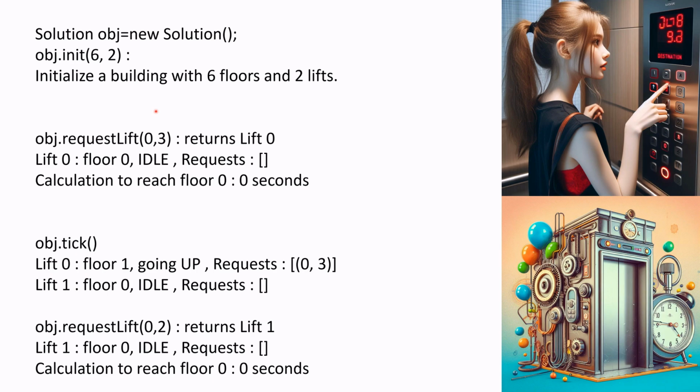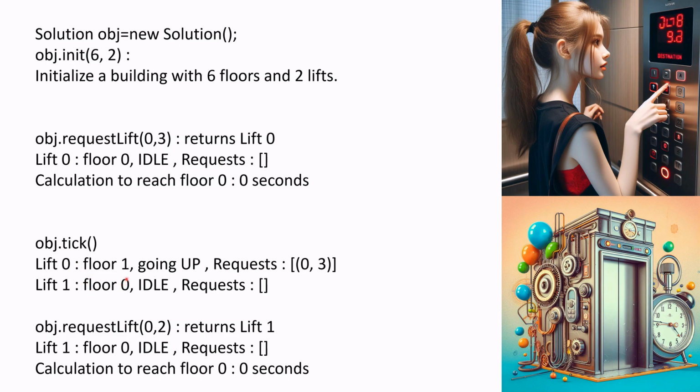Let us see a few method calls for understanding the problem better. The system is initialized with 6 floors and 2 lifts. The first request call comes to go from floor 0 to floor 3. This request is assigned to lift 0. Both lifts will take the same time, 0 seconds, but since we have to choose the lift with the lower index, lift 0 is chosen. Then the tick method is called.